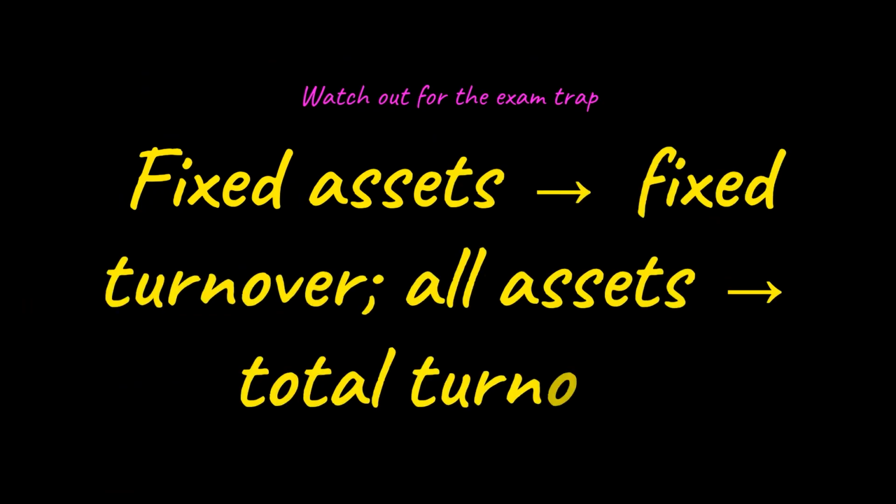When the scenario mentions equipment, factories, or property and asks about efficiency, fixed asset turnover is the right tool. If the scenario covers the entire asset base, reach for total asset turnover instead. Matching the ratio to the asset scope is the key habit to build.